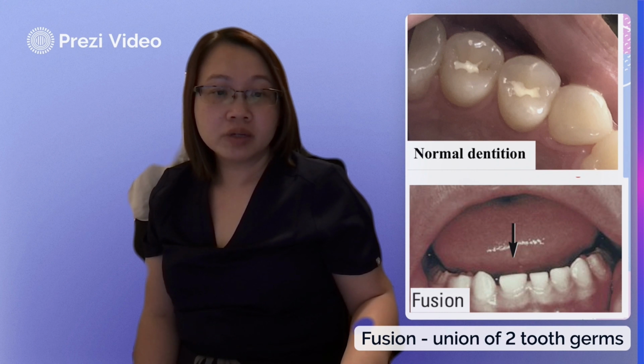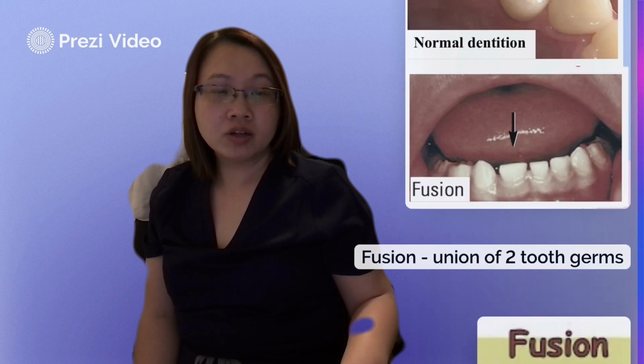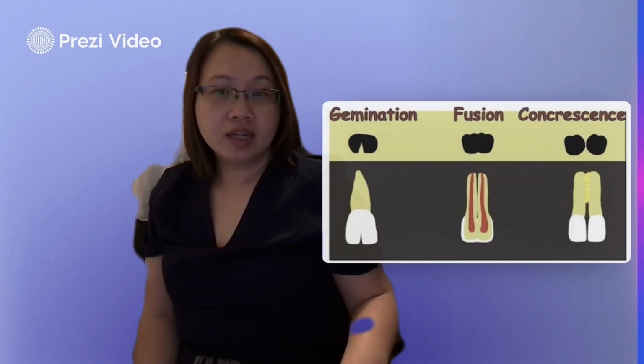Next one will be the fusions, which is the union of two tooth joints. So in this case, the graph will look bigger, but actually it is two teeth with two different bulbs. And lastly, the diagram that will help you differentiate between gemination, fusion, and coalescence.